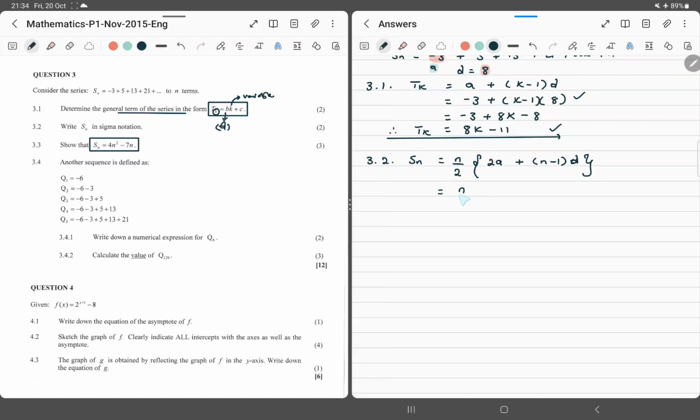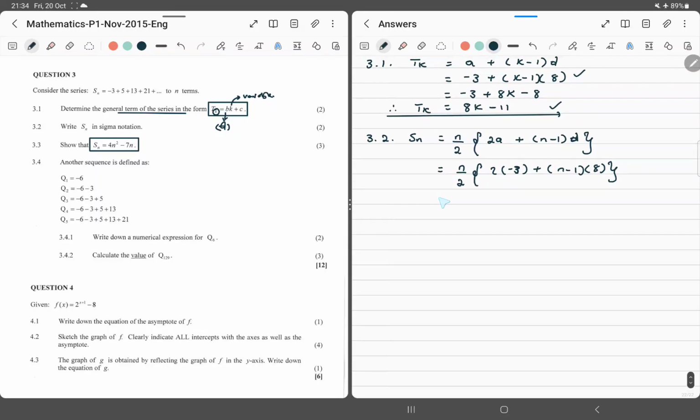Okay, so this is n over 2 into 2a, which was minus 3, plus now n we don't know, d is 8. So we just sort it out. N over 2 essentially into, this is going to be minus 6 plus 8n minus 8. Okay, so this is n over 2 into 8n minus, this one is going to be minus 14.